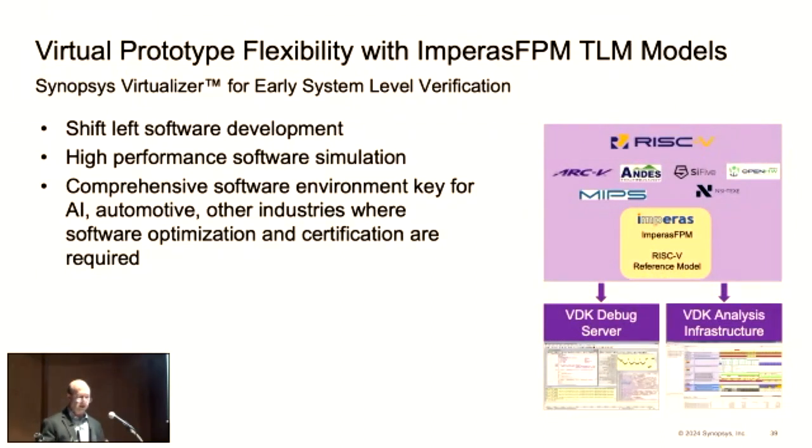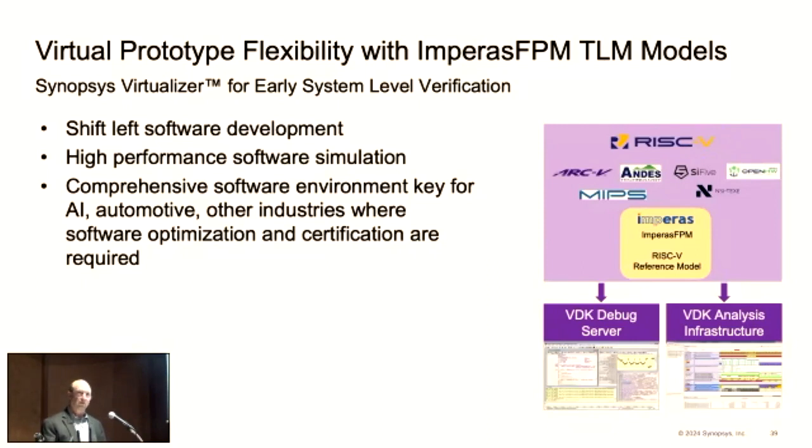The Imperas FPM itself is going to be running at hundreds of millions of instructions per second, and the rest of the SystemC environment and Virtualizer might be running a little bit slower than that, but still you are going to have near real-time performance with the virtual prototype. So the advantage here is that you're running very fast, and also, because you're using a C model that you've built, you don't have to have the RTL. You can start the software development much earlier.